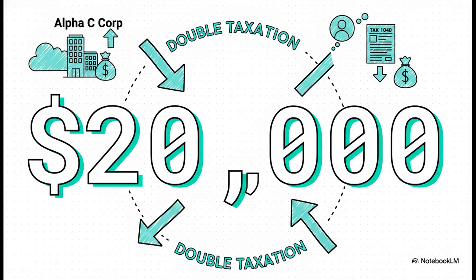First up, imagine Alpha C Corp. It earns $100,000 in taxable income and pays a $20,000 dividend to its sole shareholder. Because it's a C Corp, the entity itself pays a flat corporate tax on that full $100,000. Then, the shareholder reports the $20,000 dividend on their personal Form 1040 and pays tax on it again. Boom. Double taxation in action.